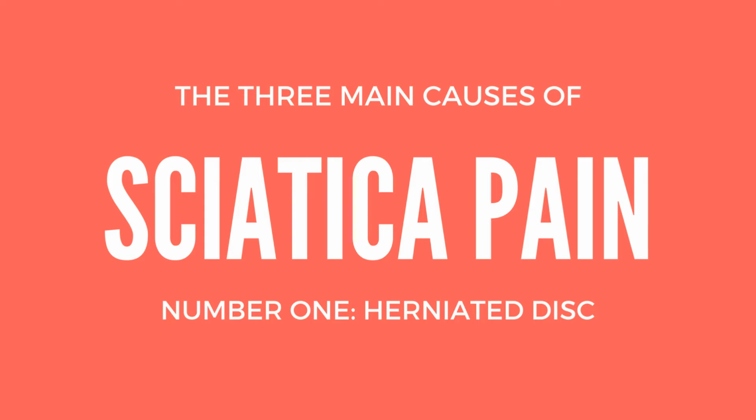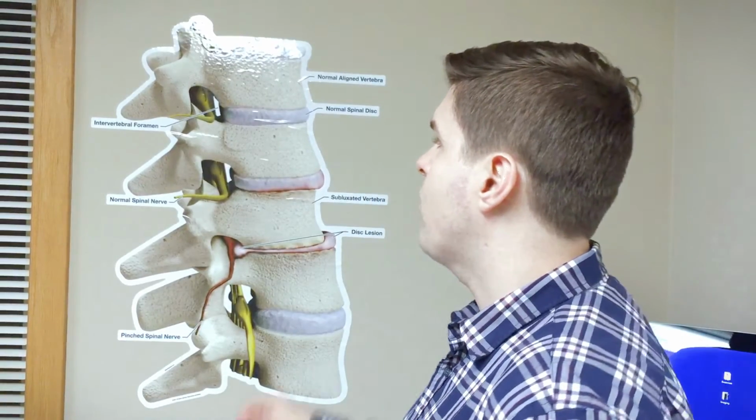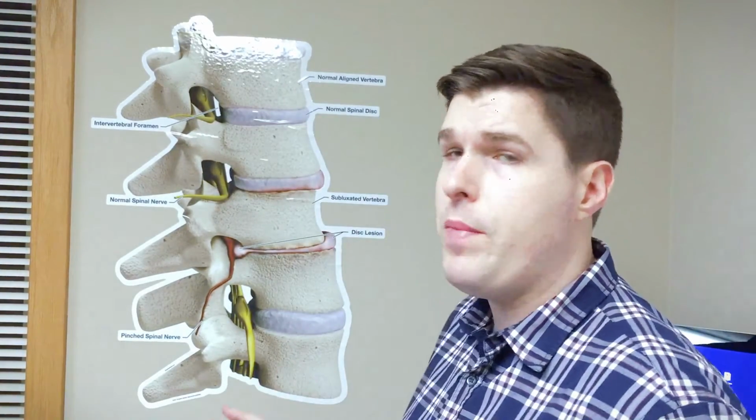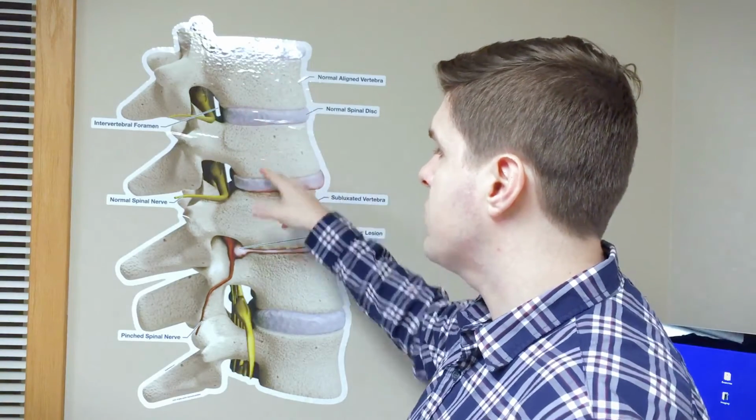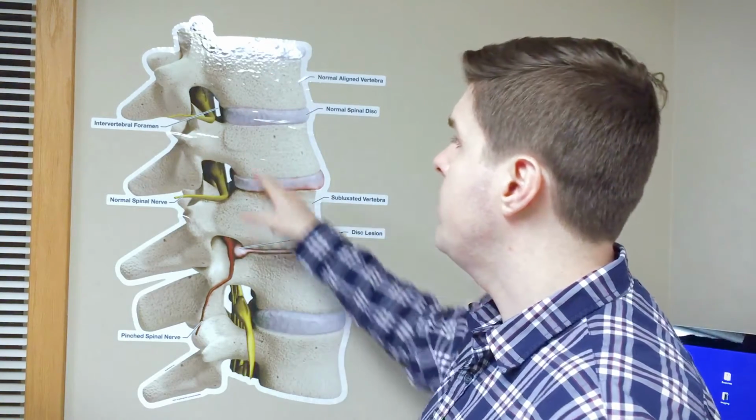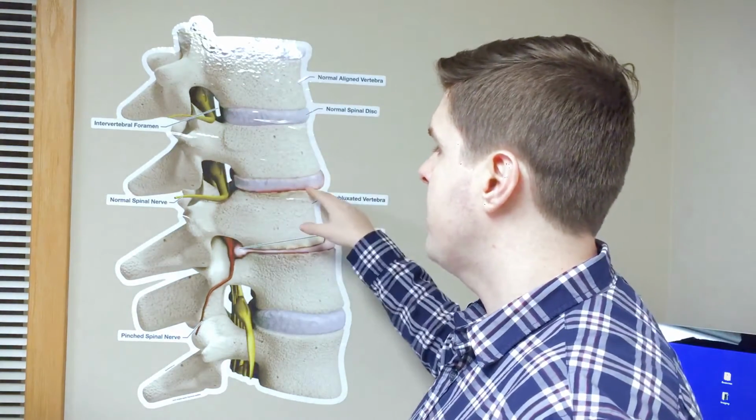So to begin with, let's look at the number one cause of sciatica pain, which would be a herniated disc. A lot of patients ask me, what is a herniated disc? To help answer that, let's look at this model. This model right here comprises a section of the low back. The back is made of blocks called vertebra. In between each vertebra is a spinal disc.